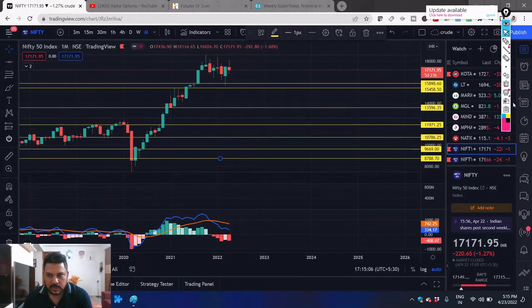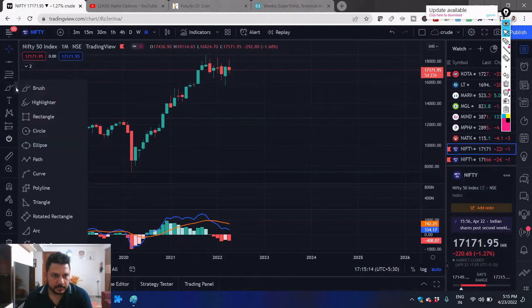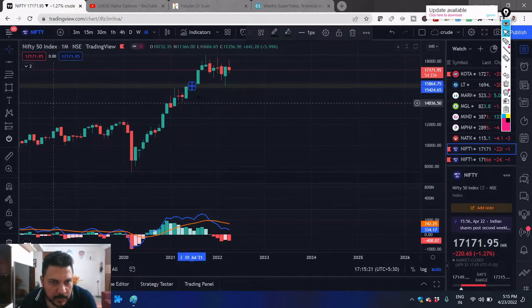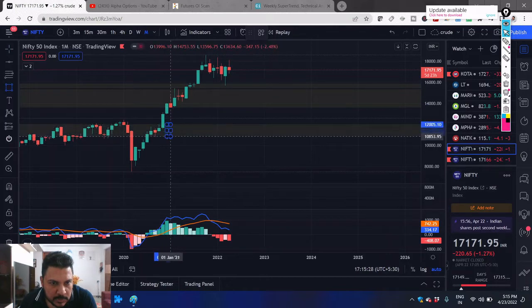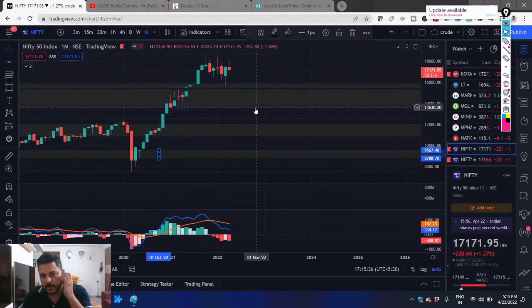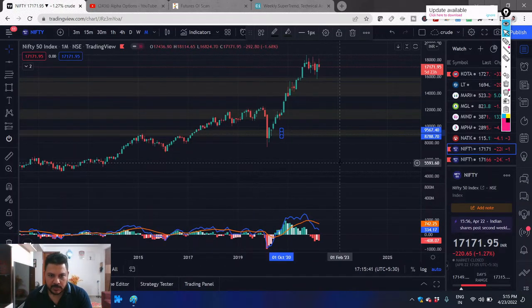Let's do one thing, let's delete all of it and try to put boxes so that we understand them better on a smaller time frame. So let's do this from here till here. Next box is from here till here. Then this one is from here to here, and this one from here to here. Okay, so this is our zone mapping which happened on the monthly time frame.